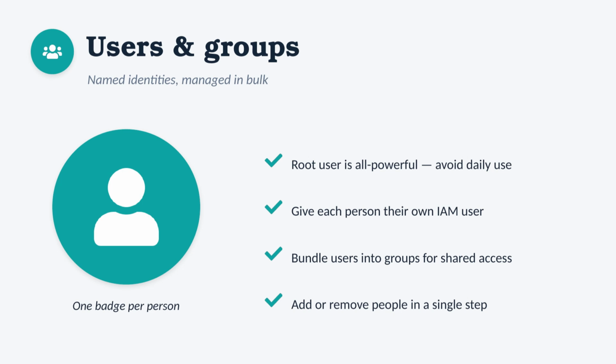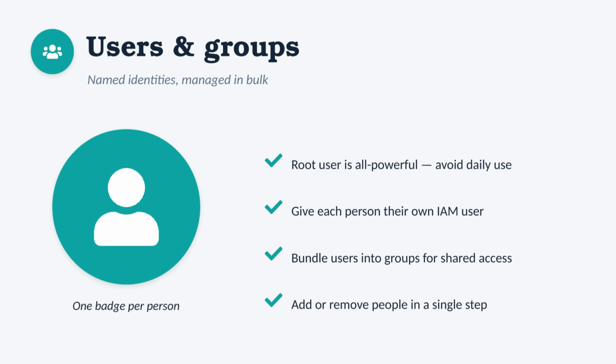A group is just a collection of users who share the same permissions. You create a group called developers. You attach the right permissions once, and every user you drop into that group inherits them automatically. Add a new hire, put them in the group, done. Someone leaves the team, take them out. Groups are about convenience and consistency. They don't log in themselves. They're just a way to manage permissions for many users at once.